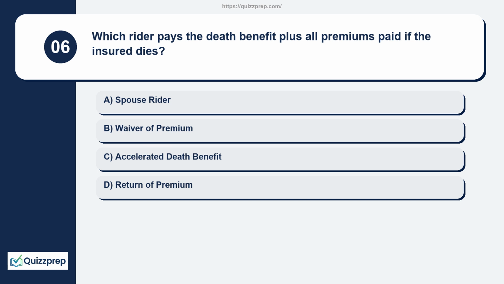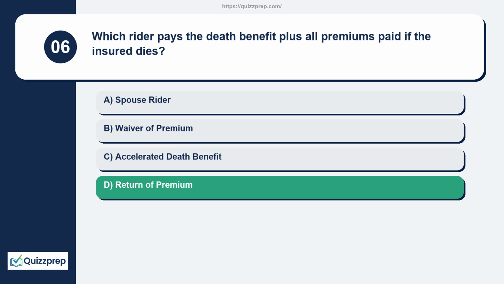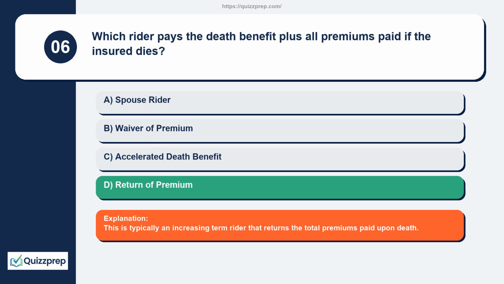Question 6. Which rider pays the death benefit plus all premiums paid if the insured dies? Spouse rider, waiver of premium, accelerated death benefit, return of premium. This is typically an increasing term rider that returns the total premiums paid upon death.